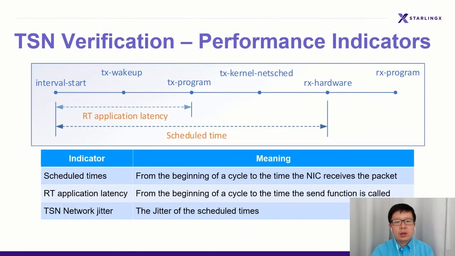We have three performance indicators to measure the TSN performance. It is to prove TSN is functional on StarlingX platform. As shown in the top figure, it is a complete period. Interval start represents the time when the interval starts.